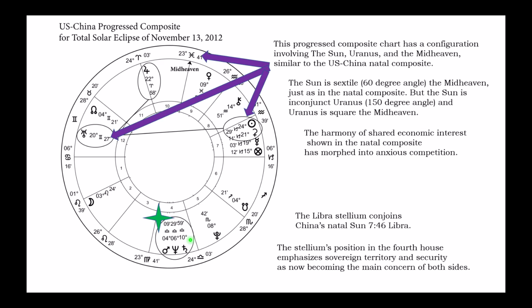Both sides seem to want to respect the status quo, but with progressed composite Mars so near progressed composite Saturn, that tete-a-tete could fall by the wayside.